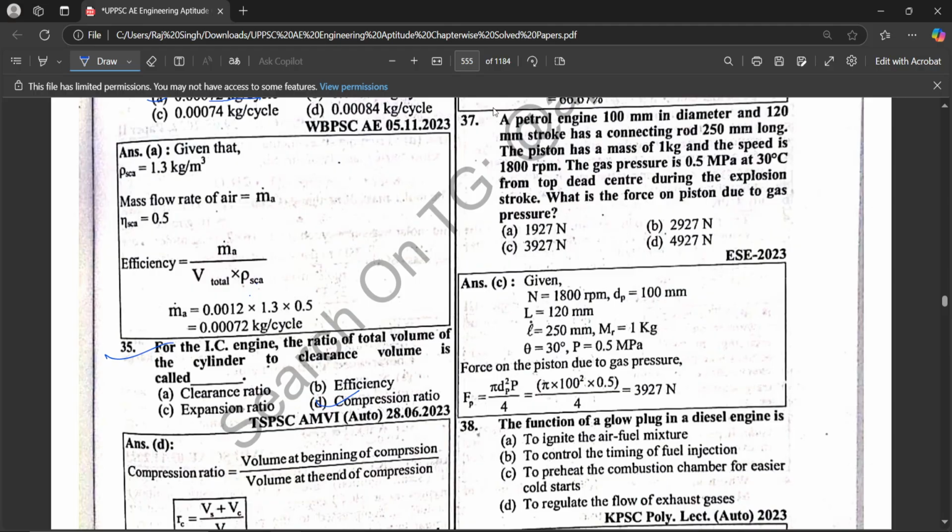A petrol engine 100 mm in diameter and 120 mm stroke has a connecting rod 250 mm long. The piston has a mass of 1 kg and the speed is 800 rpm. The gas pressure is 0.5 megapascal at 30 degrees from the top dead center during the explosion stroke. What is the force on the piston due to gas pressure?